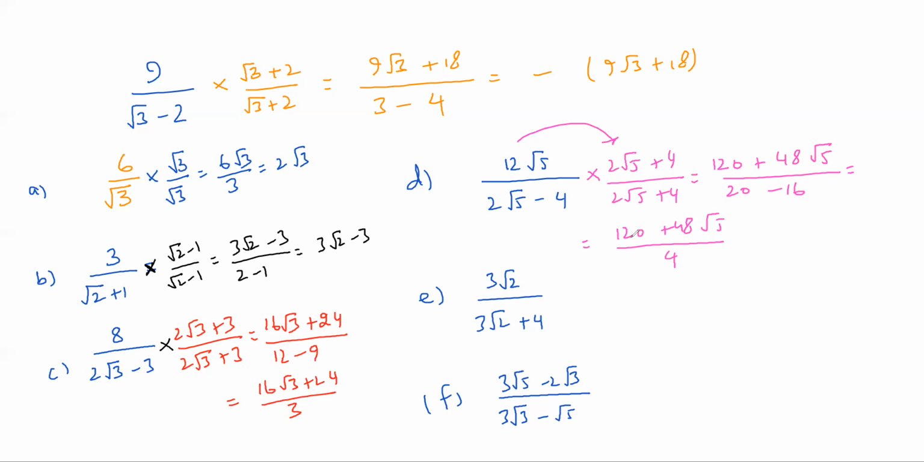So if you take a 4 common from here and that can be cancelled with the denominator, you can do that simplification. So you are left with 30 plus 12 under root 5. Getting this, Waleed?